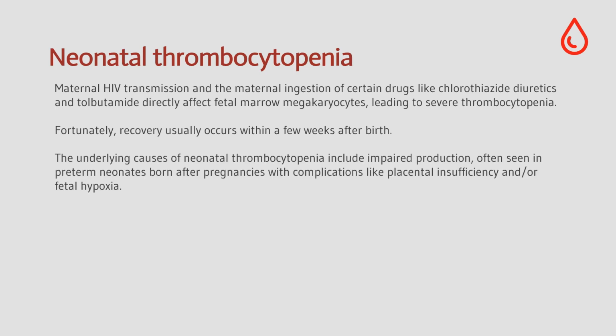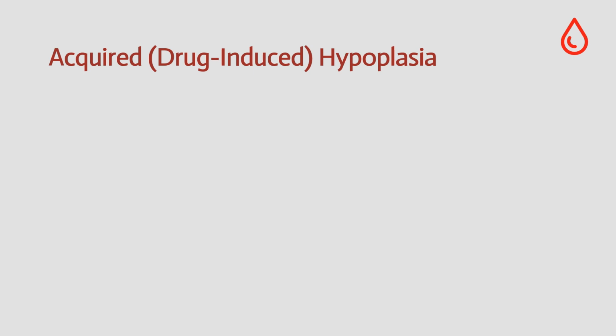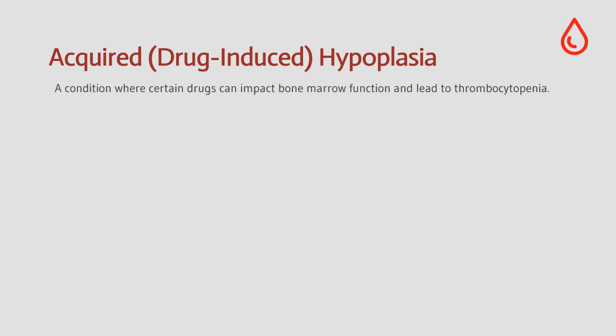Now, let's uncover the underlying causes of neonatal thrombocytopenia. Impaired production, often seen in preterm neonates born after pregnancies with complications like placental insufficiency and/or fetal hypoxia. Increased platelet consumption or sequestration is another mechanism, with causes including transplacental passage of maternal antibodies, disseminated intravascular coagulation, DIC, and other factors. Acquired drug-induced hypoplasia is a condition where certain drugs can impact bone marrow function and lead to thrombocytopenia.